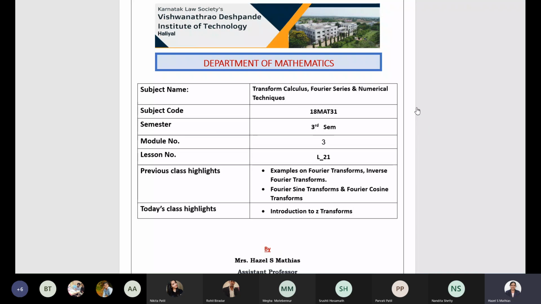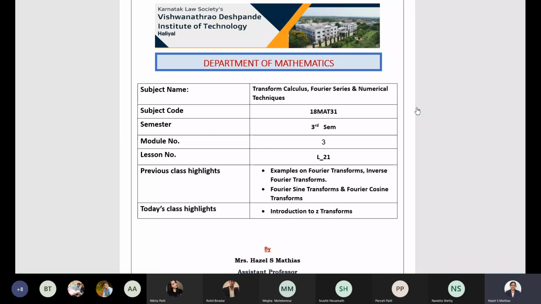But here, the Z transform operates on sequences of functions of a single variable. It deals with sequences of functions of a single variable, and it is defined for non-negative integral values of that variable. This transform has a number of properties which are similar to those of Laplace transforms, so you can relate the Laplace transform to the Z transform.